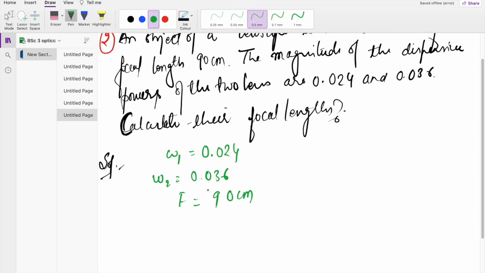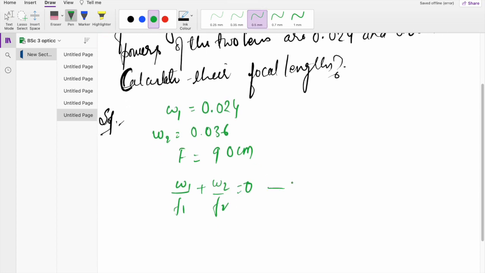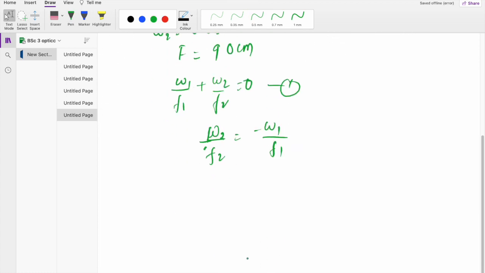If we recall the achromatic condition for lenses combined, it is omega 1 upon f1 plus omega 2 upon f2, which must equal 0. Say equation number 1. If we calculate one of the focal lengths, suppose f2, then omega 2 upon f2 is equal to negative of omega 1 upon f1. So 1 upon f2 is negative of omega 2 upon omega 1 f1.